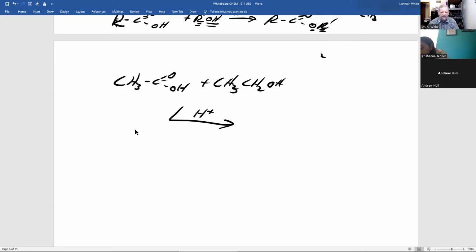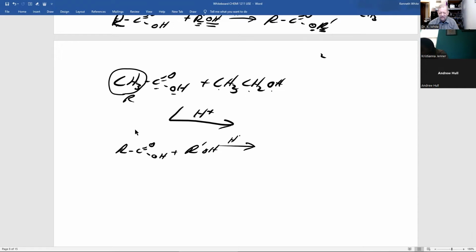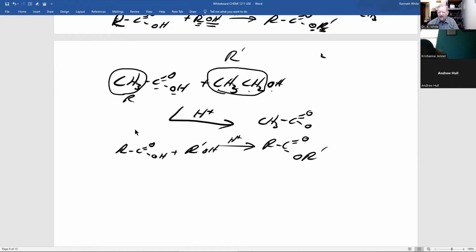All right, first one, what's different? Carbonyl, hydroxy group, R on it. We have a carboxylic acid. Ooh, second one, carbon-carbon hydroxyl group. It's an alcohol. An acid catalyst to form an ester. And what's the ester? R is methyl, carbonyl, oxygen, R prime is ethyl. And that's the ester we make.